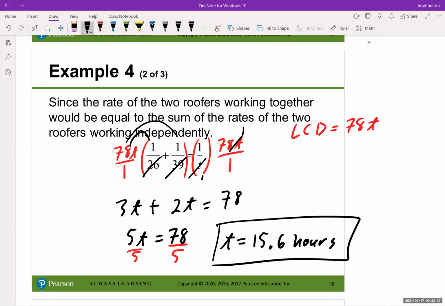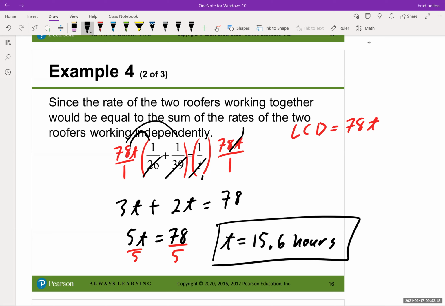So one roofer, guy or girl, if they're experienced, can do it in 26 hours. A beginner roofer can do it in 39 hours, but if they work together, they can do it in 15.6 hours based on their work rates.